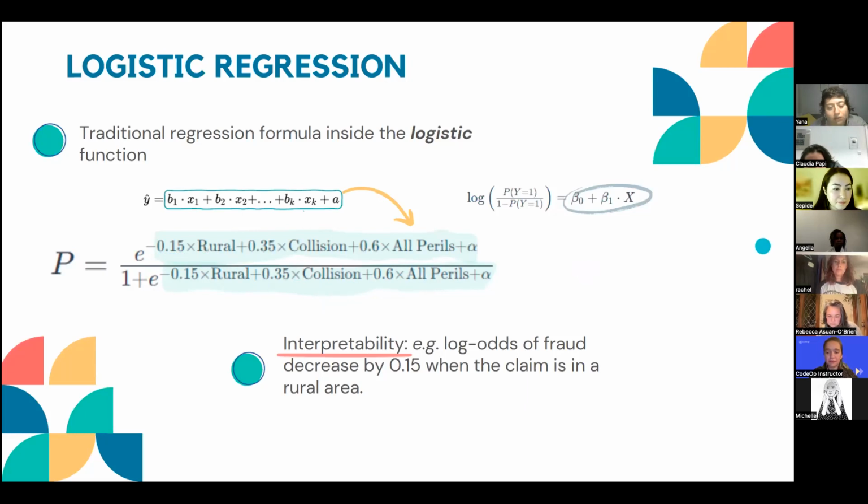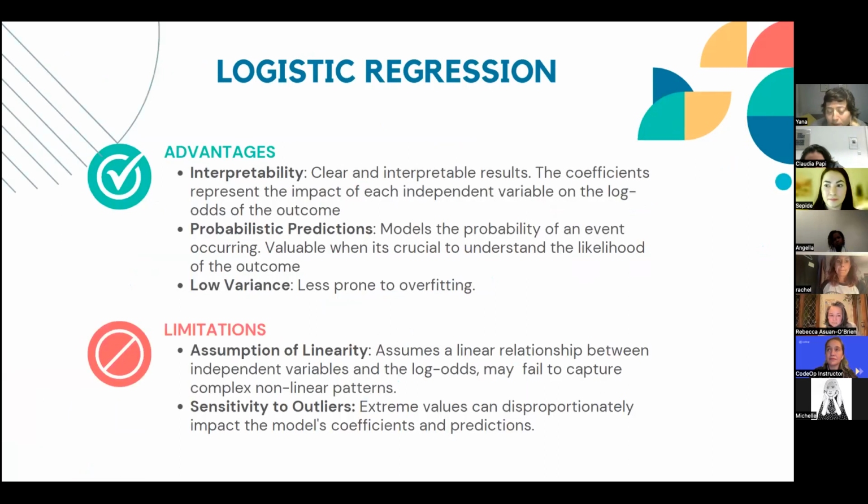So it's very easy to interpret, but for the same reasons that it's so easily interpretable, it has its limitations. Because it assumes linearity between the different features, it may fail to capture more complex nonlinear patterns between the features. It's also very sensitive to outliers, and again, might not work on all data sets, especially if they're imbalanced.